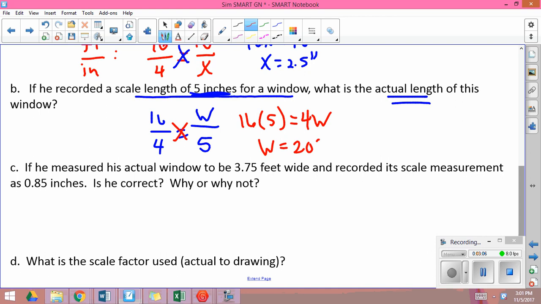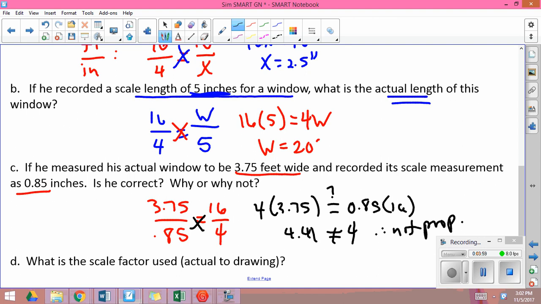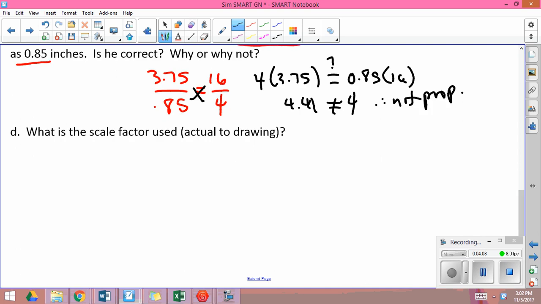Now I can also check my math. He measured his actual window to be 3.75 feet, but recorded the scale as 0.85. Is that correct? So let's put 3.75 over 0.85 and let's see if that is the correct ratio. Now, if I cross multiply, they better be the same. So 4 times 3.75, is that the same as 0.85 times 16? And when you do those two sides, we end up with 4.41 is not equal to 4, therefore not proportional. So somewhere along the line, the calculations were messed up and he needs to go back and do them.